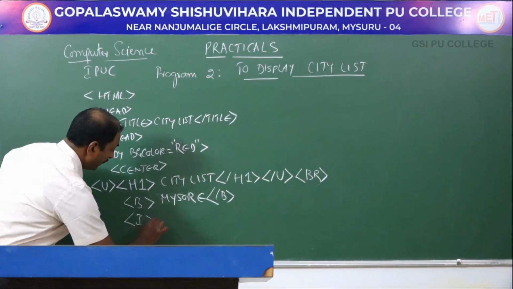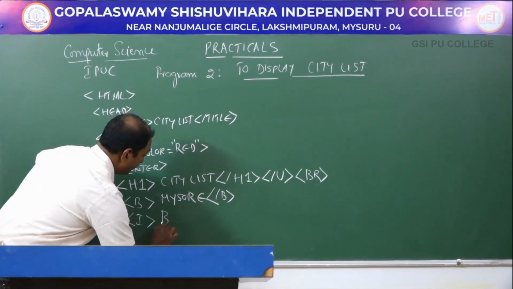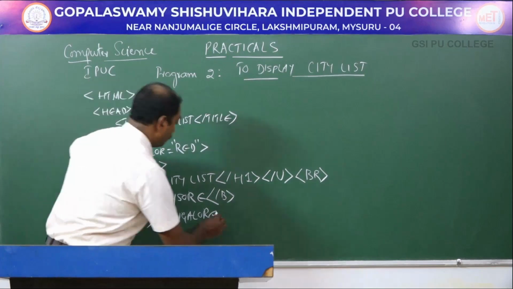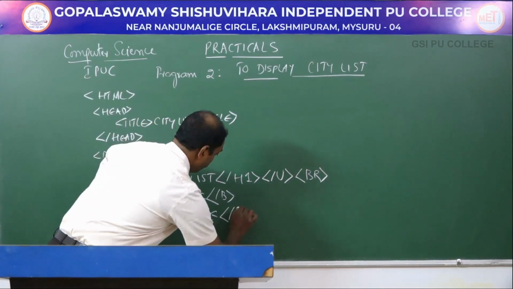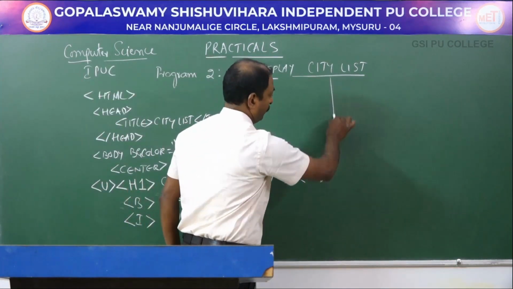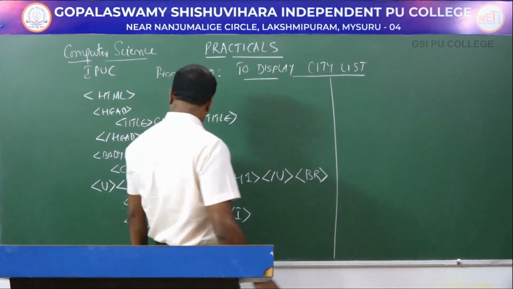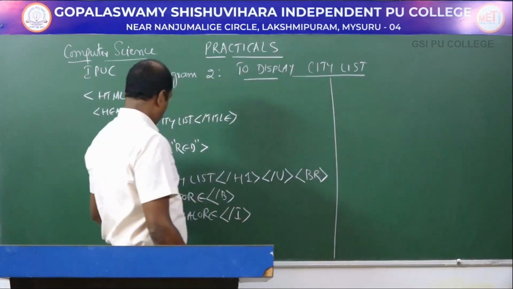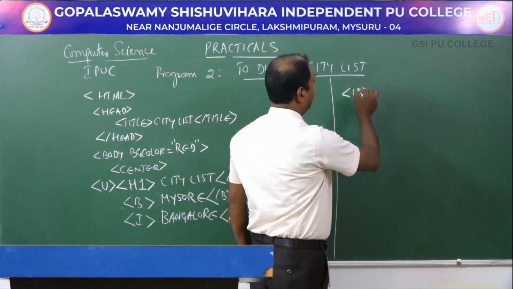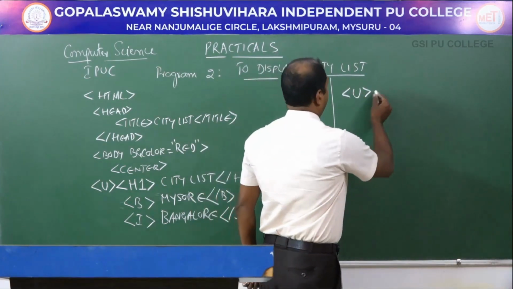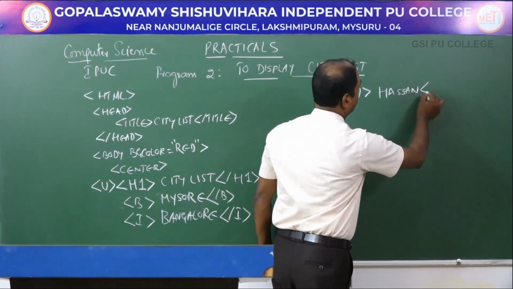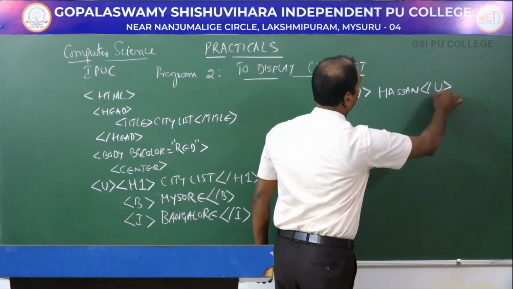Next, I can make use of the I tag to display one more city. That I can write as Bangalore. We have to close this italics tag. I will continue here. After this, we have to display one more city name. I will start with the underline tag, and here say Hassan. I am closing this with U.